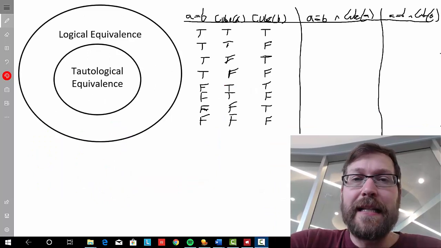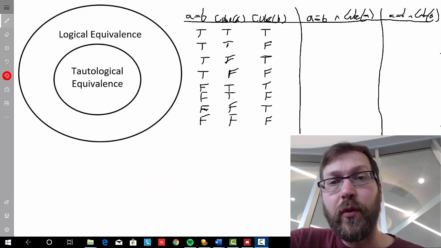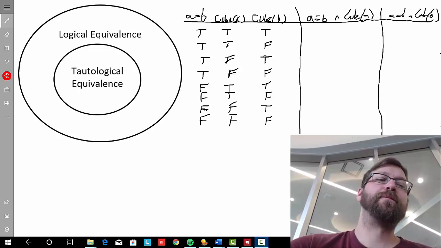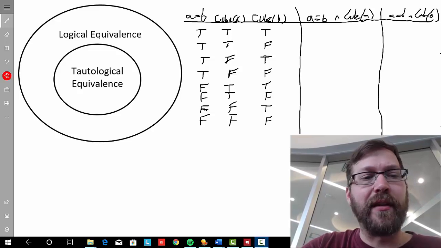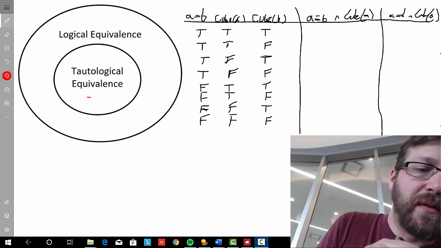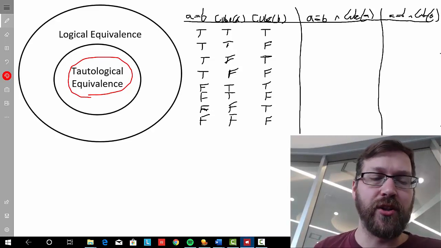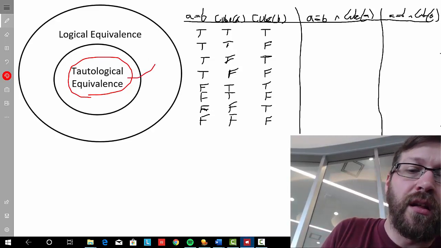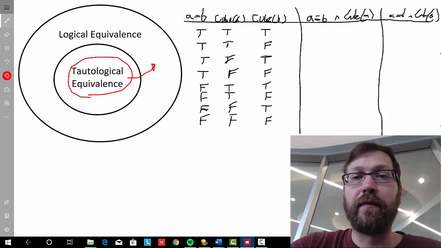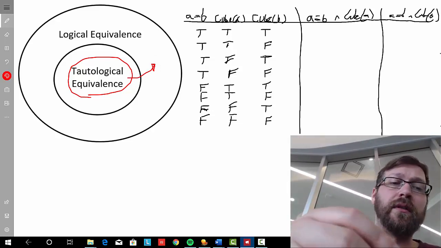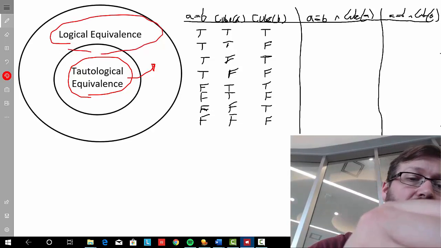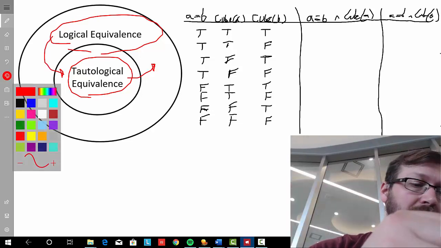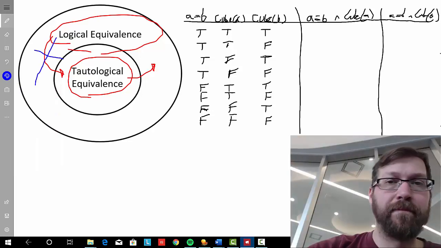All right, so before ending this video, I want to talk about the relationship between tautological equivalence and logical equivalence. As we can see in this diagram here, tautological equivalence is fully encapsulated in logical equivalence. What that's supposed to be representing is that for any two propositions that are tautologically equivalent, they will also be logically equivalent. But the reverse doesn't hold. It's not the case that any two propositions that are logically equivalent must be tautologically equivalent. Some of them will be, but they don't have to be.